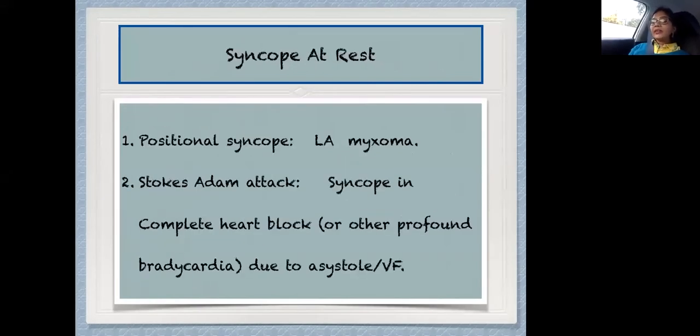Syncope at rest, positional syncope, with LA myxoma, is a classic cause. It moves around, and it can vary with position. A Stokes-Adams attack, which is syncope in complete heart block, or other profound bradycardia due to asystole or ventricular fibrillation, can also occur at rest. It wouldn't necessarily be on exertion.